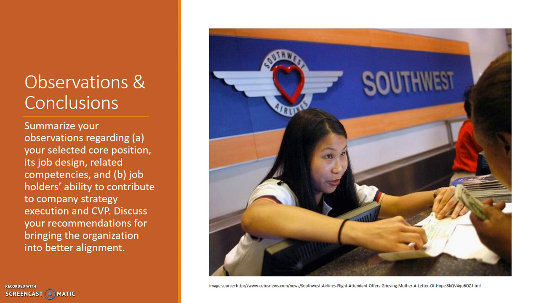Once you've done that, then you just put together your observations and conclusions. What is it that you're observing regarding your selected core positions in terms of job design and related competencies and the job holder's ability to contribute to the company's sources of competitive advantage? And you'll discuss your recommendations for bringing the organization into better alignment if that is necessary. So that's a quick overview of what's going on with case study part 2.